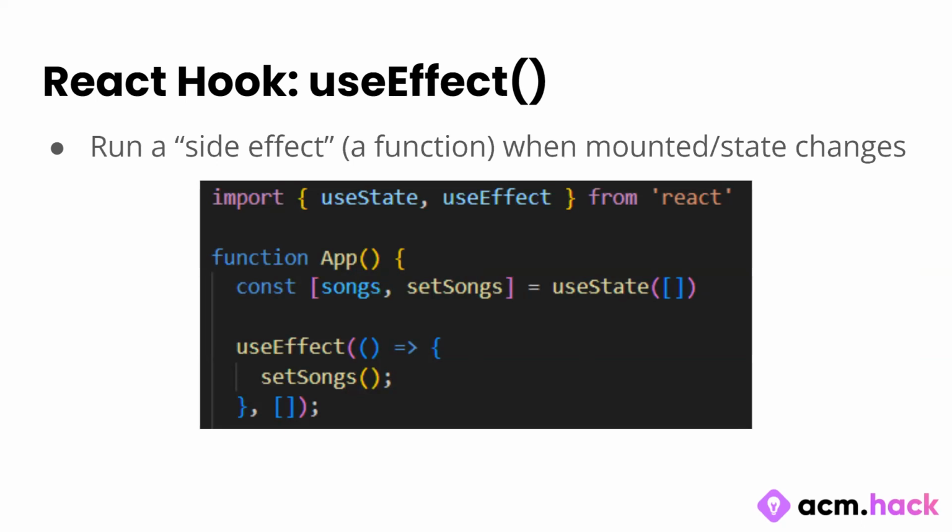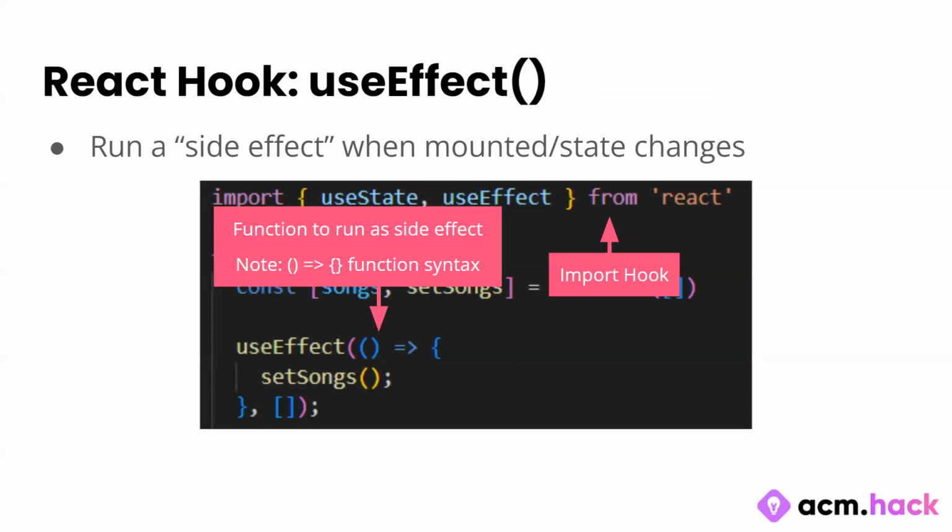So what we can see is that in some way we're updating the songs. Actually, I left something off here, but it's okay. So let's break it down. The first line is just to import use effect and use state. Here within use effect, we can see that we're passing in a function using the arrow syntax.